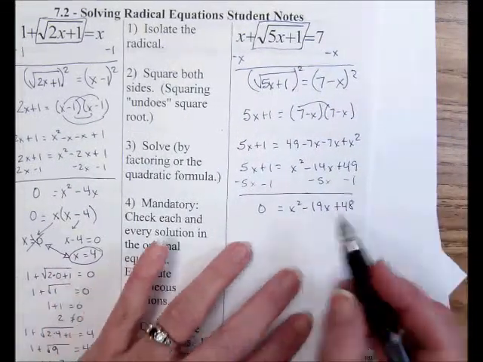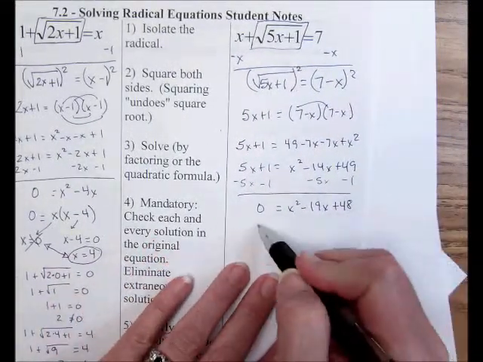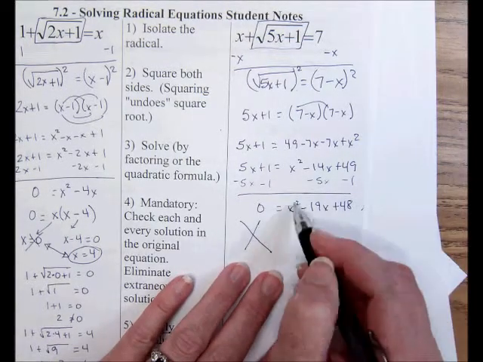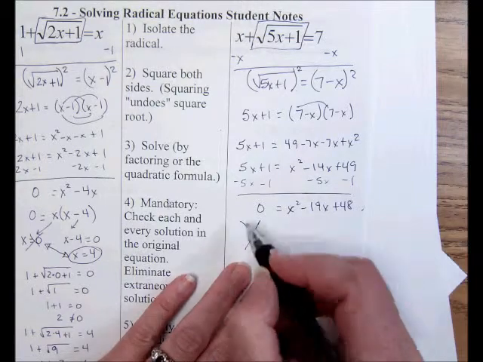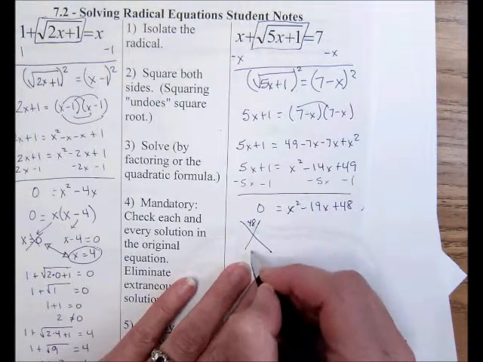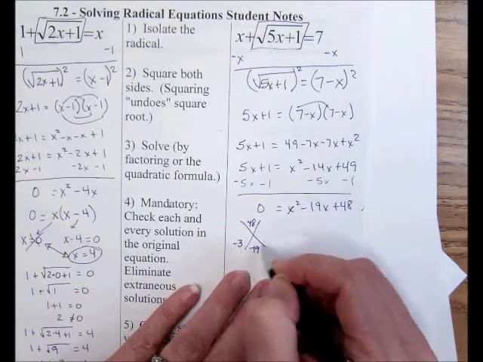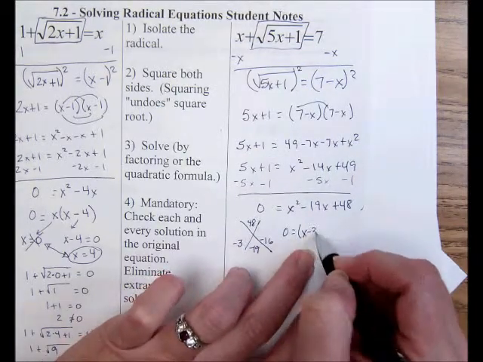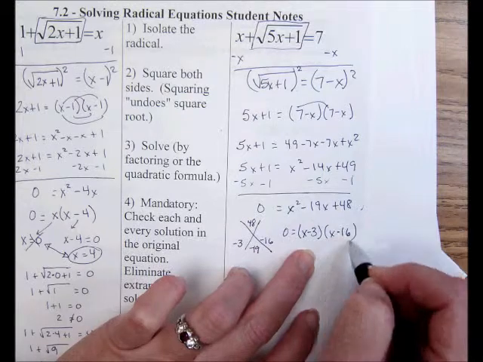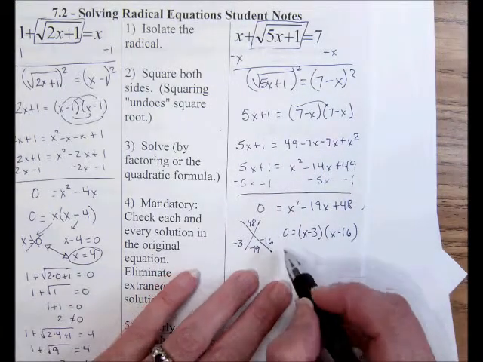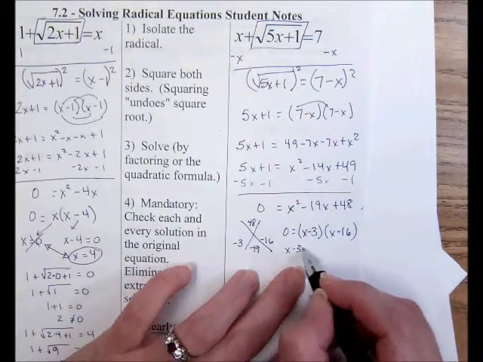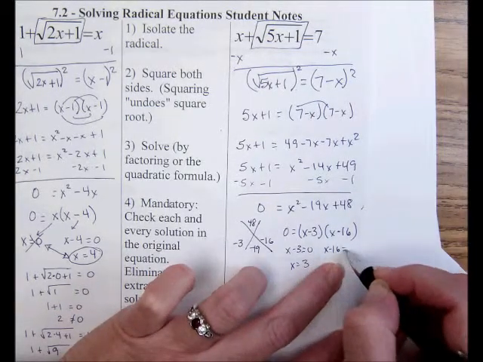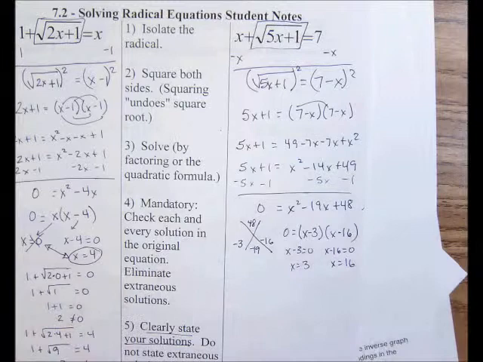Moving on over to this side, I'm at the point where I can factor, because I have a quadratic equation over here, and it actually works where I can use the x factor. So it's 48 and negative 19. It ends up being negative 3 and negative 16. So I have 0 is equal to x minus 3 times x minus 16. So I'm going to solve: x is equal to 3, and I have x minus 16 is equal to 0, so x is equal to 16.